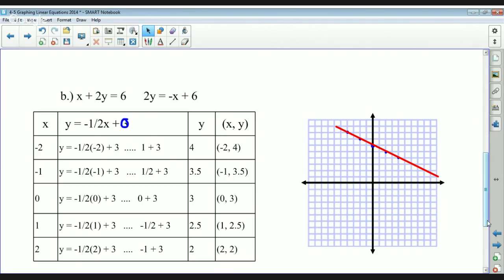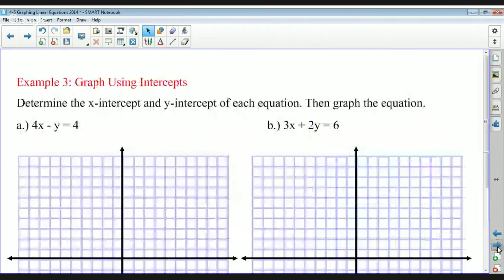So there are the first two parts of what we are looking at today. And now the last part, using intercepts, graphing.